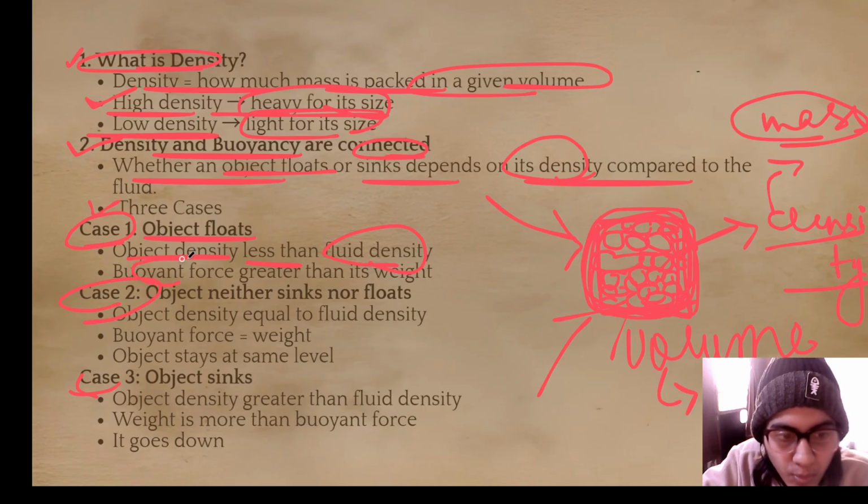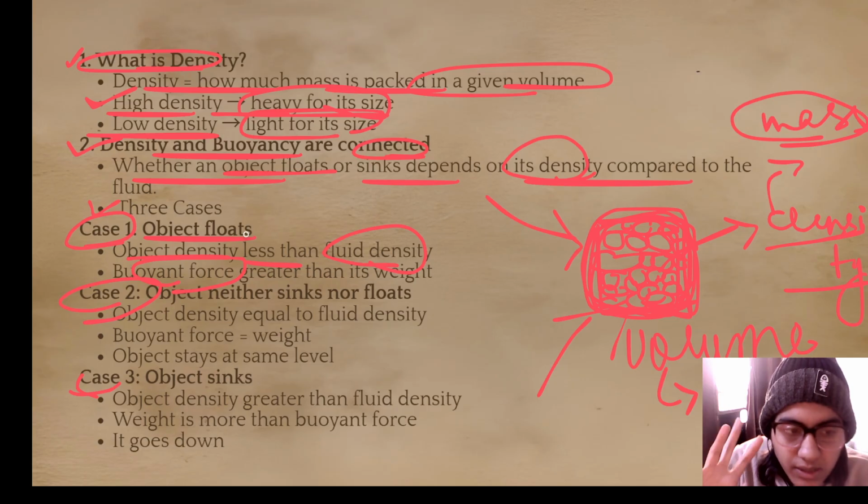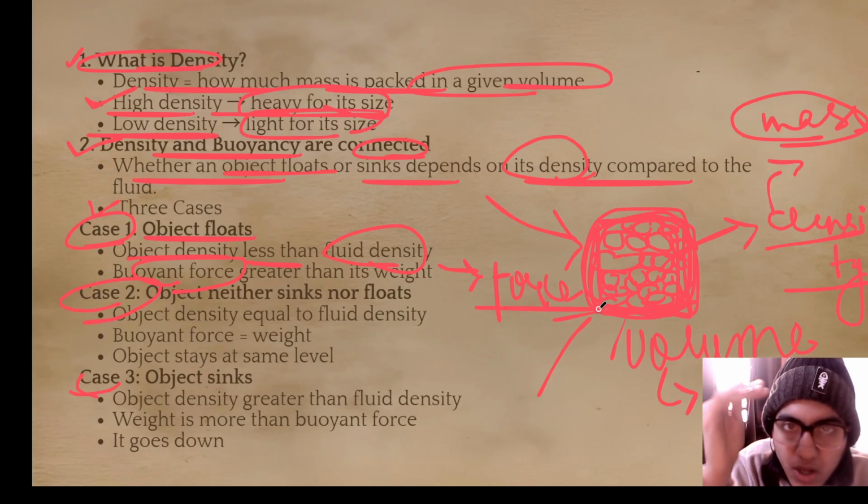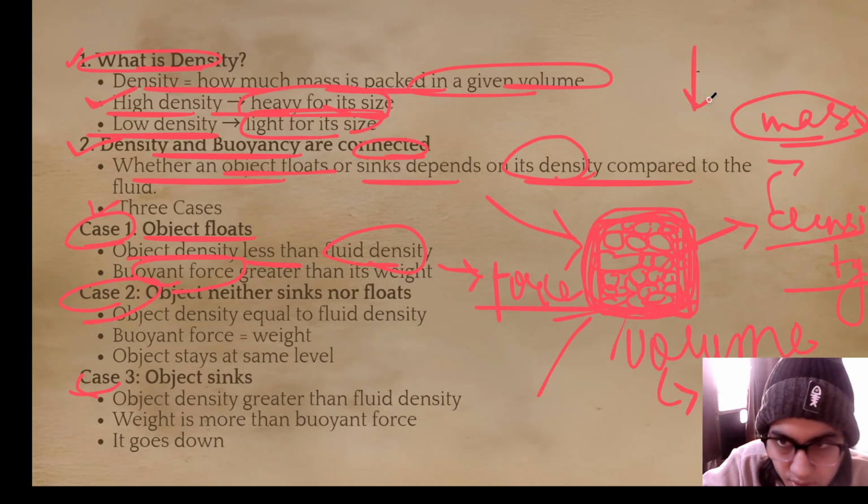So that means the buoyant force is greater than its weight, of course. The upward buoyant force is more than the object's weight. And this weight is also a force. So weight exerts a force, and this is the buoyant force. This buoyant force is greater than the weight, so because of that, the object floats.